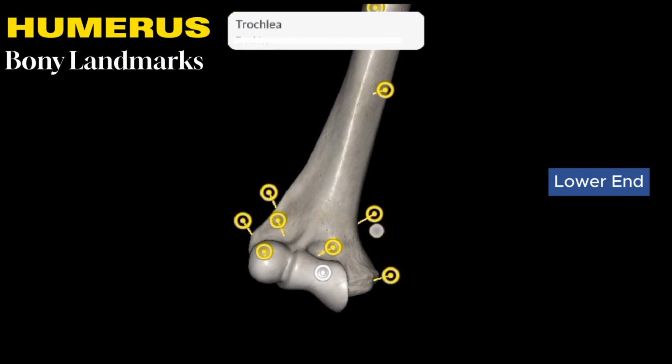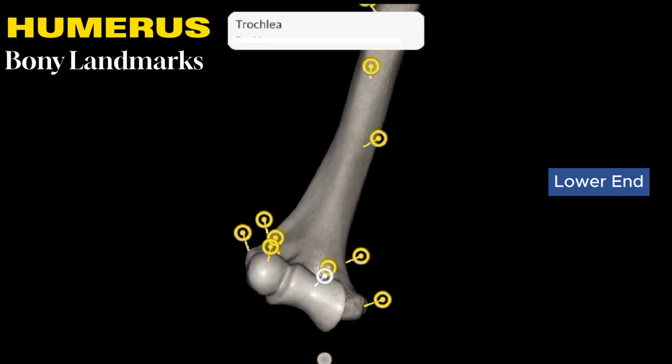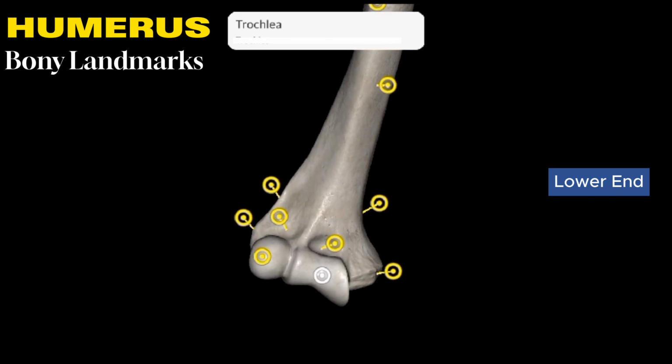This is trochlea. It articulates with the trochlear notch of the ulna to form humeroulnar joint. This is capitulum. It articulates with the head of radius to form humeroradial joint.